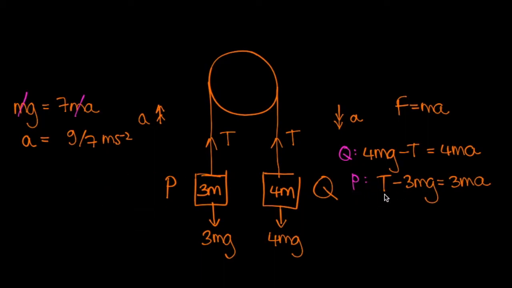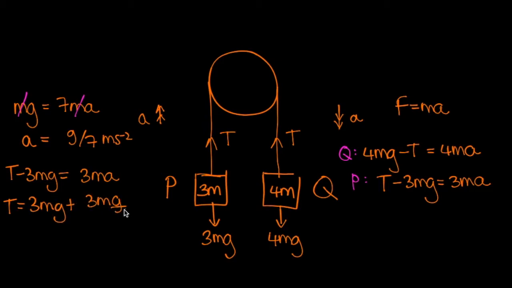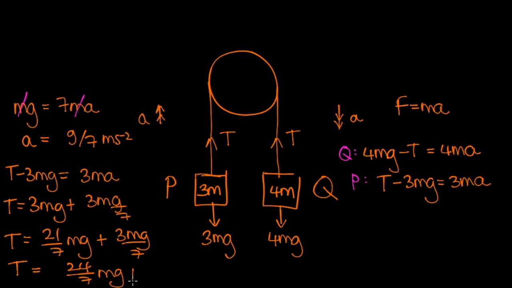So let's use the second one. T minus 3mg is equal to 3ma. We know that a is g over 7, so T is equal to 3mg plus 3m times g over 7. So we add these together to get T. Well, we know 3mg is the same as 21 over 7 mg. So now we're left with 21 plus 3 over 7 mg, which is 24 over 7 mg newtons.